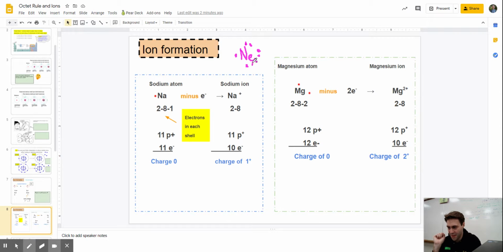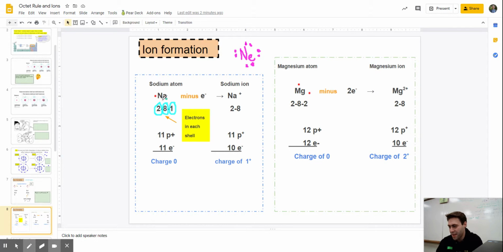Okay, that's 7 and 8. So now we have a full octet, and sodium wants to look like this. What sodium can do is, because sodium is in the third period, it has 2 electrons in the first orbital, 8 electrons in the second orbital, and 1 electron in the last orbital.